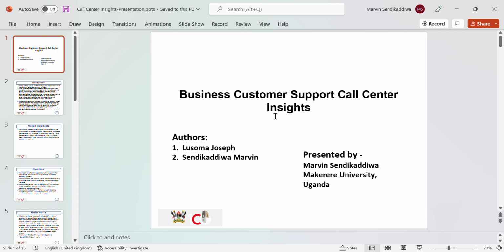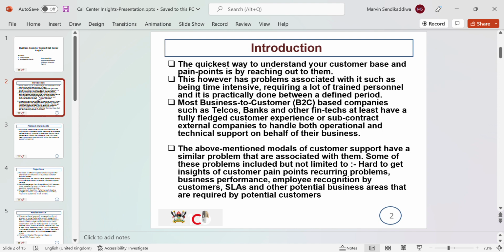In brief, I'm going to be explaining how our project operates. So, over to the introduction.